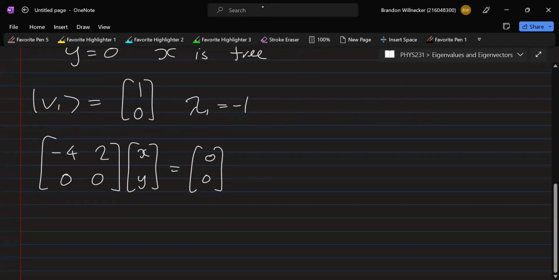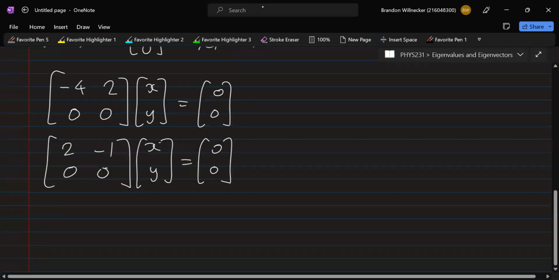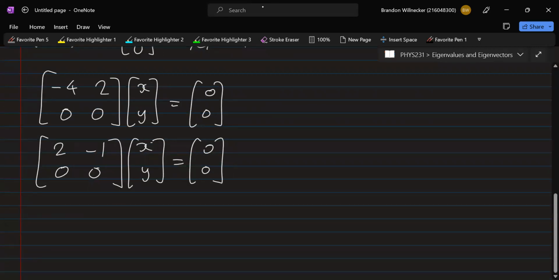We can simplify this, again, using row operations, but this is already simple, so you don't need to, but if you want to, that's fine as well. So we can simplify this to 2, minus 1, 0, 0, times x, y equals 0, 0. And from this, we get two equations. The second one is not very interesting. It's just 0 equals 0, so that doesn't help. The first one gives us 2x is equal to y.